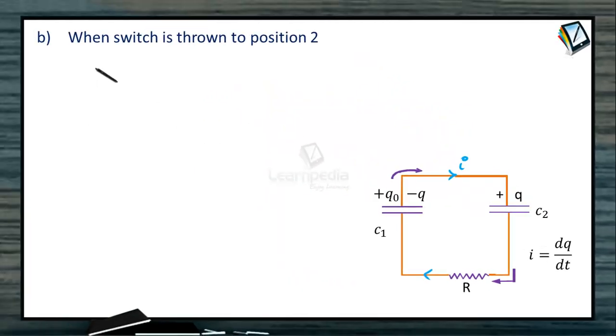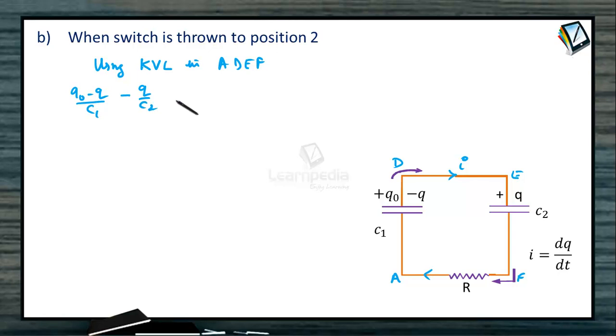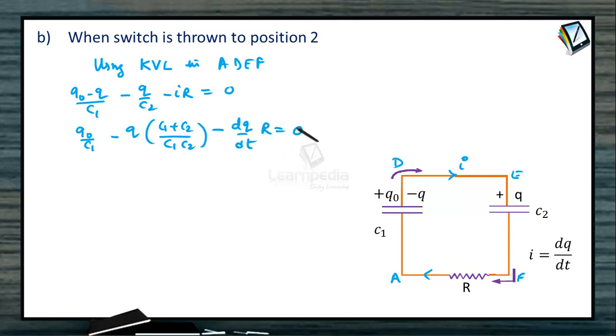Now using Kirchhoff's voltage law in the circuit A, D, E, F. Remember I is equal to dq by dt, the rate of charge increase on capacitor C2. So let us use it. (Q naught minus Q) divided by C1 minus Q by C2 minus I into R across the resistor is equal to 0. We can readjust and write Q naught by C1 minus Q times (C1 plus C2) divided by C1 C2 minus I, which is dq by dt, times R is equal to 0.